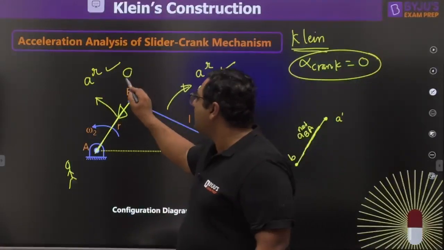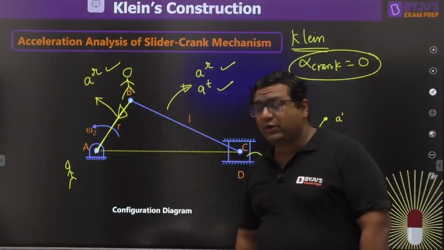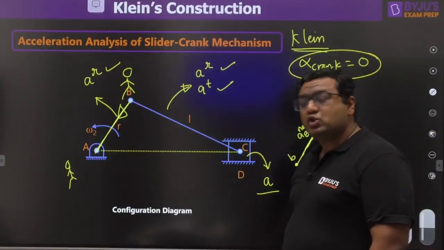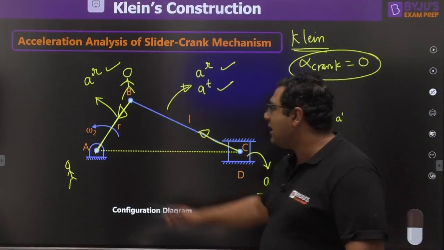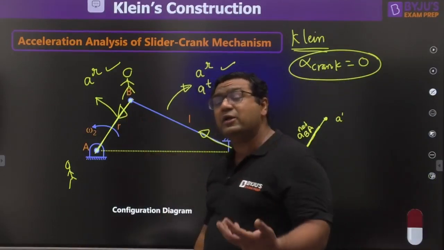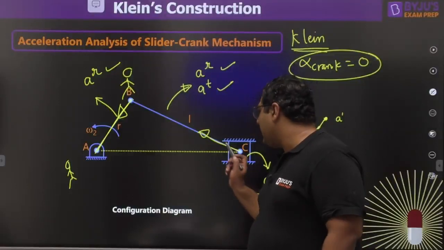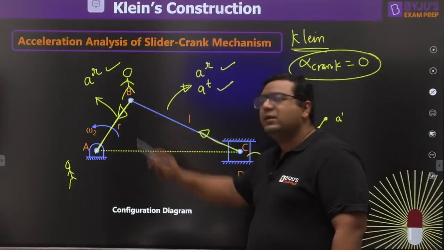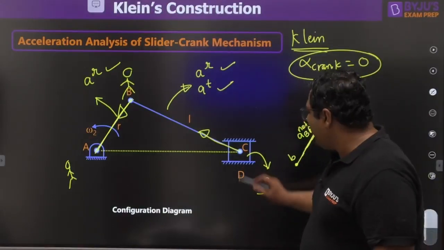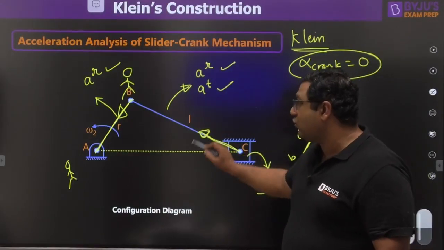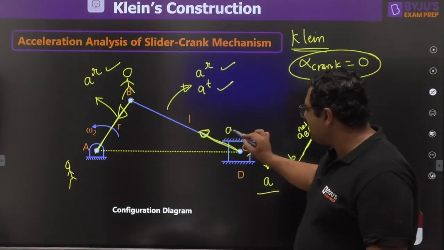Now you are going to sit at B. When you sit at B, B will be the center of rotation, and you will be looking at C. So there will be one acceleration which is towards the center of rotation. As you are sitting at B, this will be the point about which the rotation is going to happen. Radial acceleration acts towards the center of rotation, so B is the center of rotation, and this is the radial acceleration.